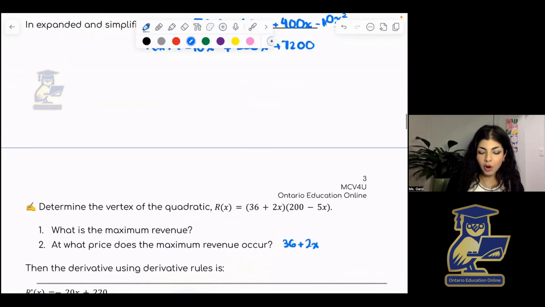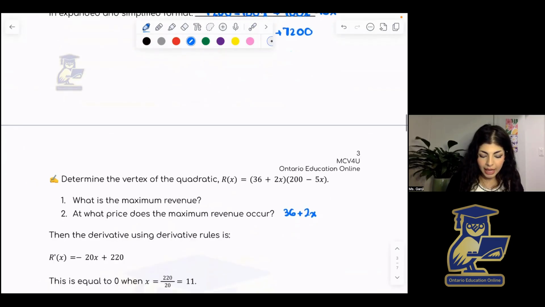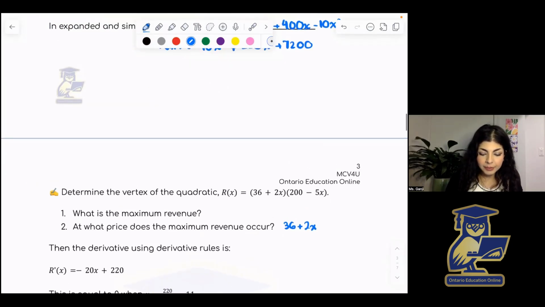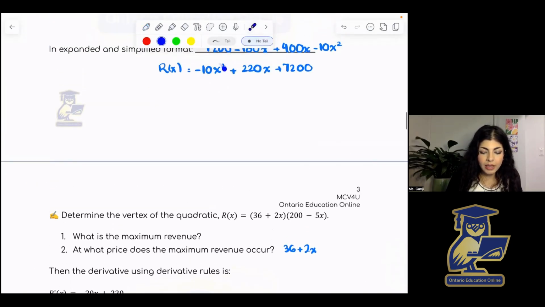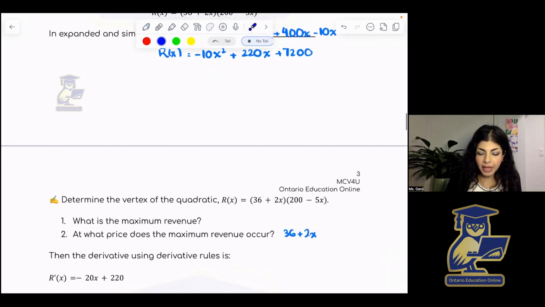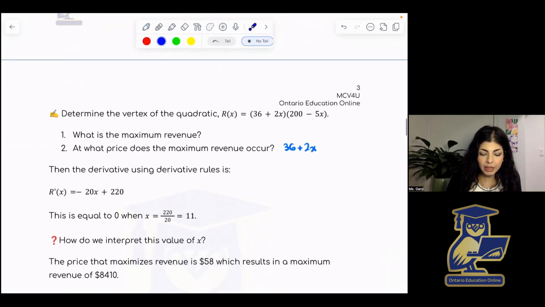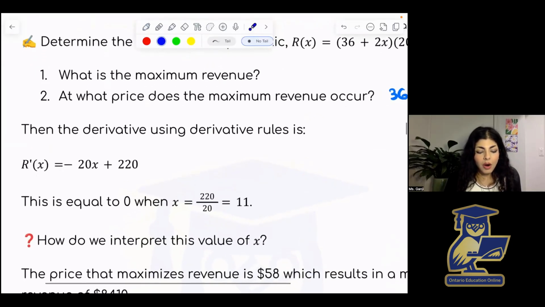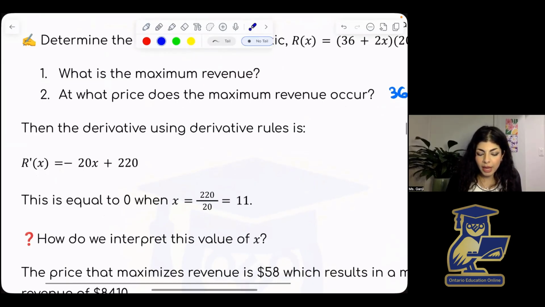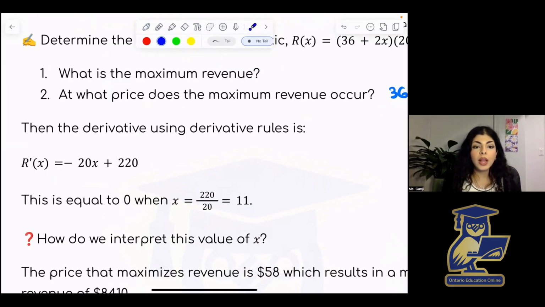So given R of x here, we find that R prime of x is negative 20x from there, and this one is just 220, and this is a constant, so it's just 0. And that's exactly what we have here. Now, the maximum occurs when R prime of x is equal to 0. And this happens when x is 220 over 20, just rearranging these, and this is equal to 11.